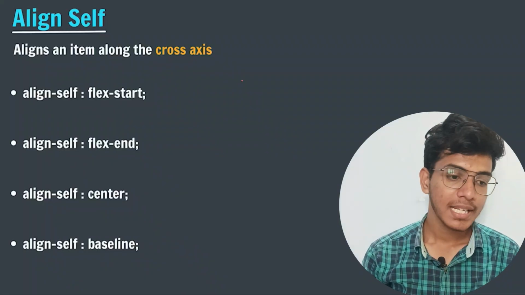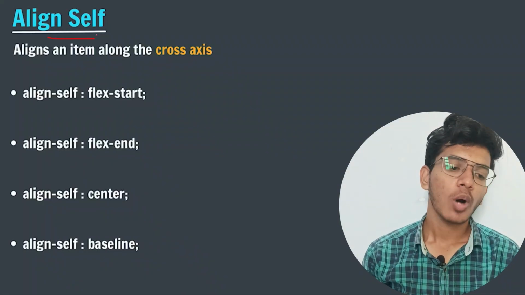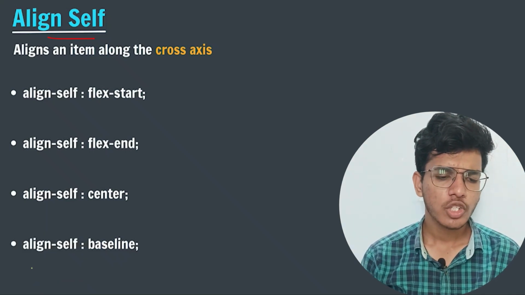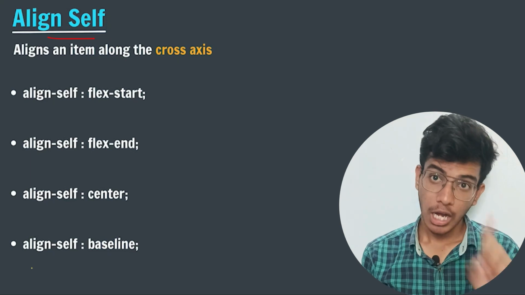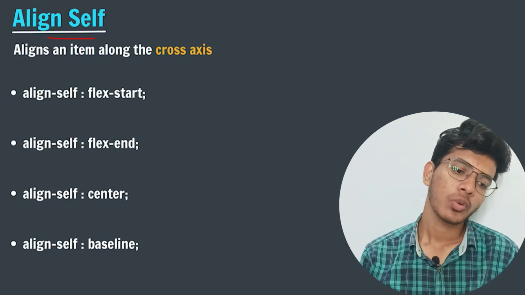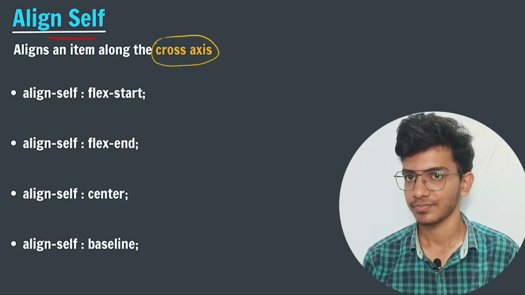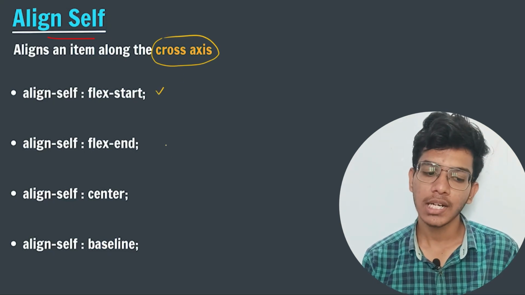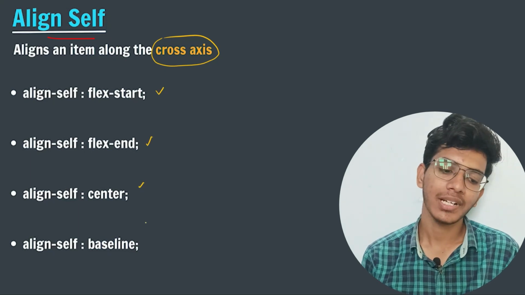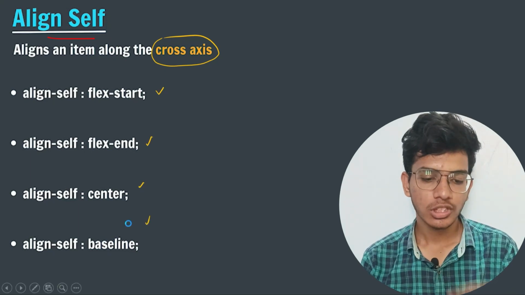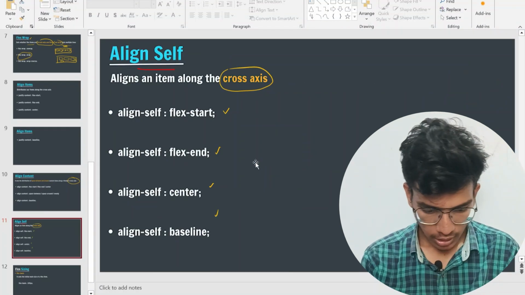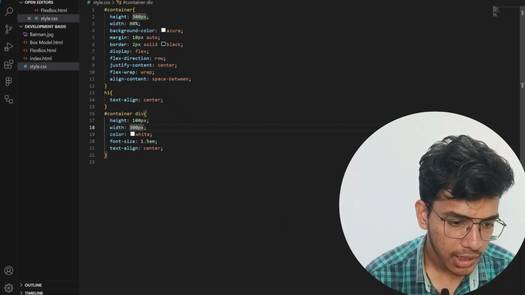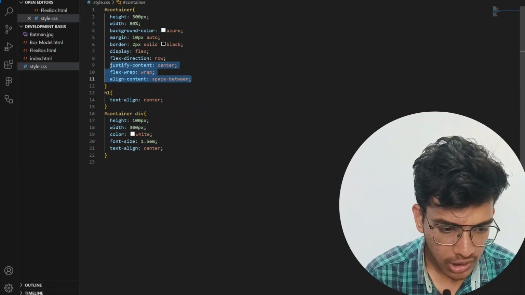Now the next property is align self. Align self is a property which is used to change a particular, single item with respect to the cross axis. In align self we have 4 different values: flex start, flex end, center and baseline. So let us see how this will work. Here I will remove all these things. I will keep row and remove all these things.